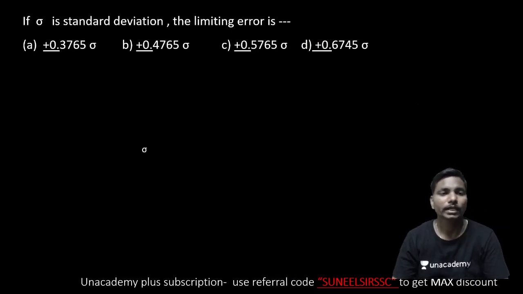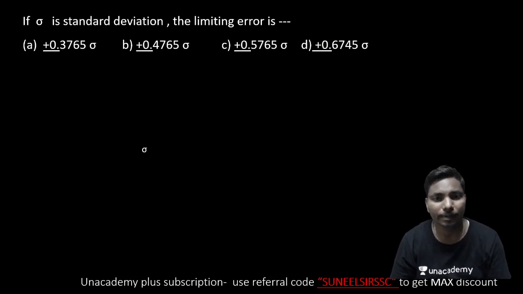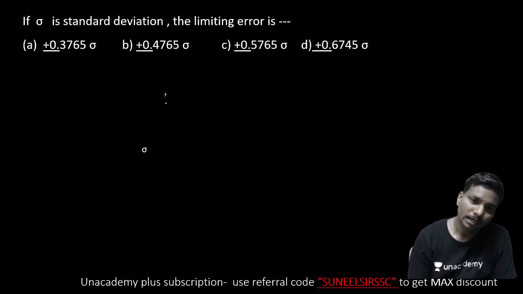Coming to the next question: if sigma is standard deviation, the limiting error is dash. Just now I have given that limiting error is nothing but, we can say, probable error.